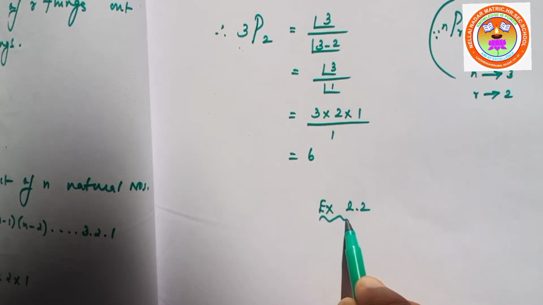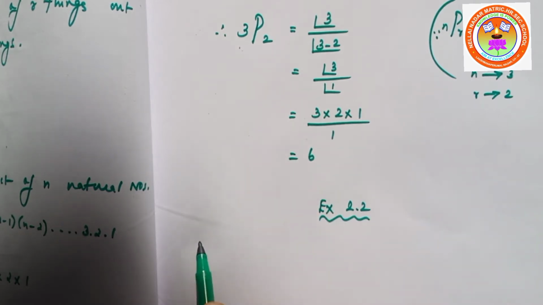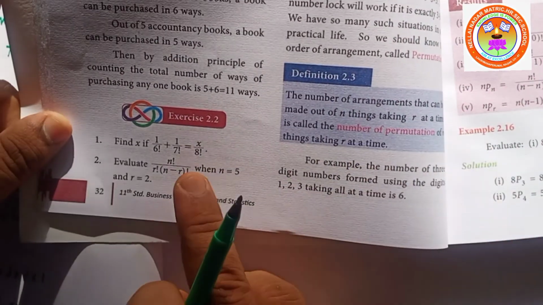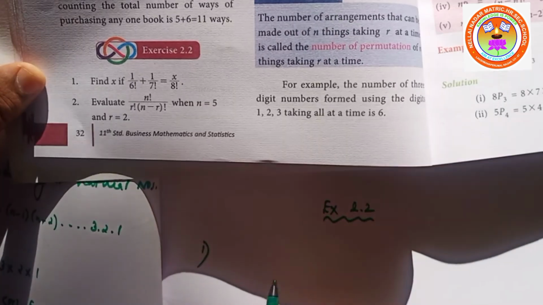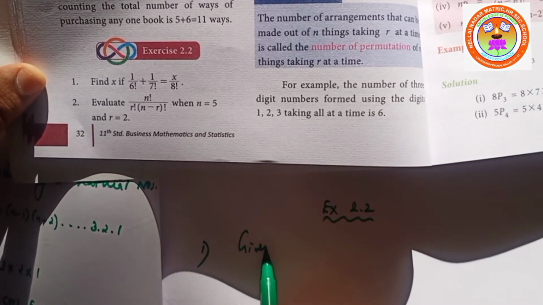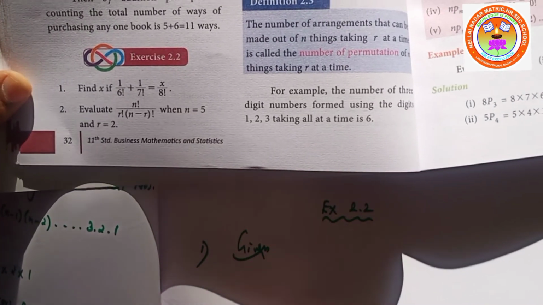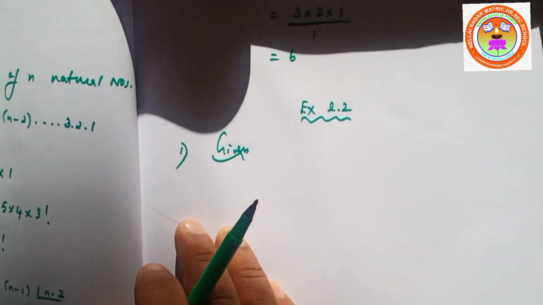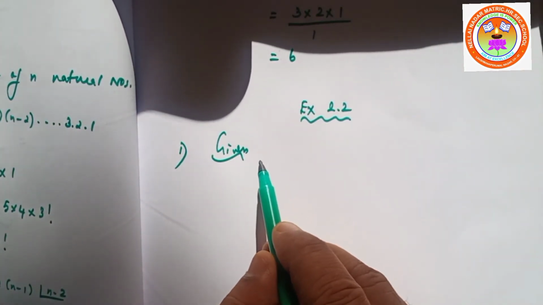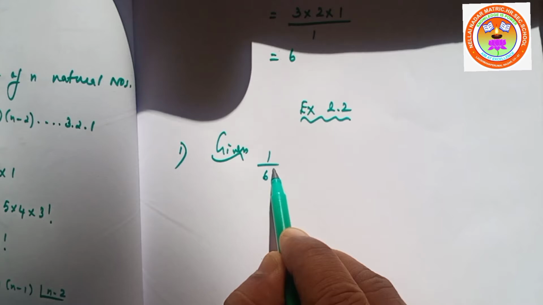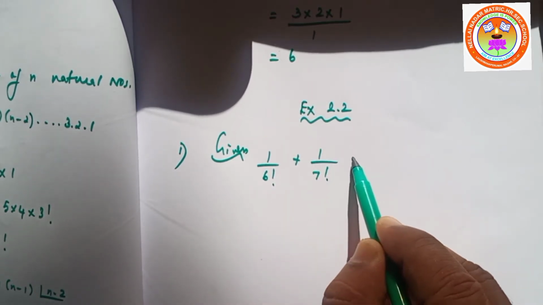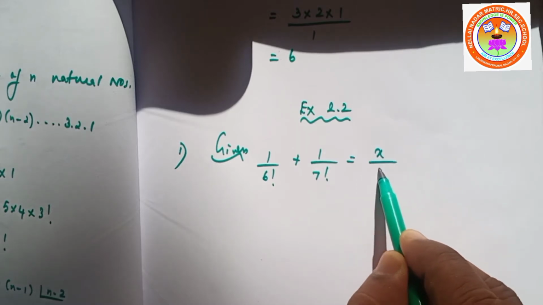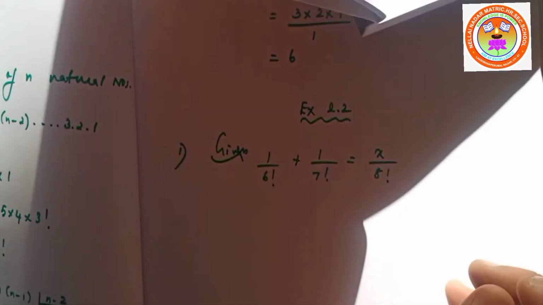Exercise 2.2, problem number 1. Look at that. Here it is. Find x if 1 by 6 factorial, this is given. What is given? 1 by 6 factorial plus 1 by 7 factorial, that is equal to x by 8 factorial.